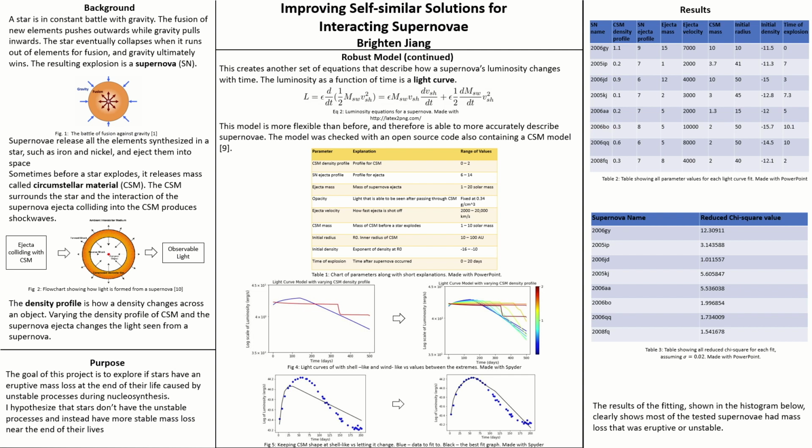The end of nucleosynthesis is unstable, so stars could have some unstable processes that lead to eruptive mass loss for the star. But if the star doesn't go through some unstable processes, more stable mass loss would occur. So the purpose of this project was to explore if stars had more eruptive or more stable mass loss.